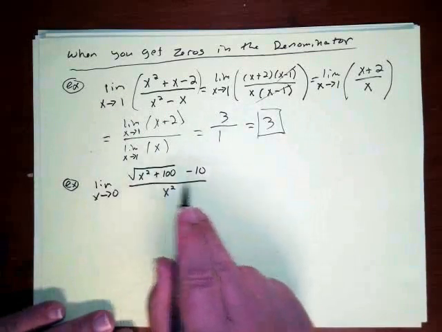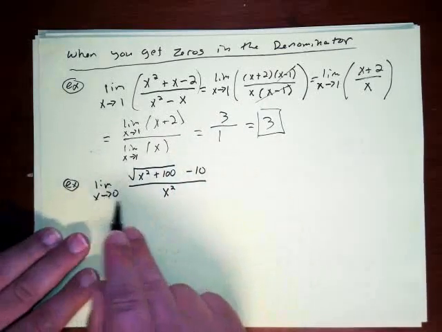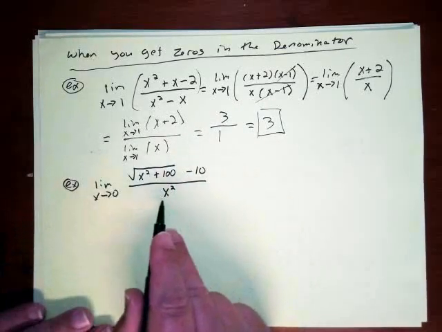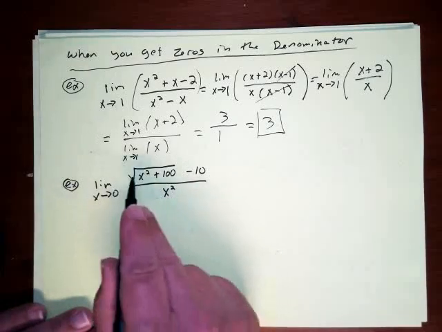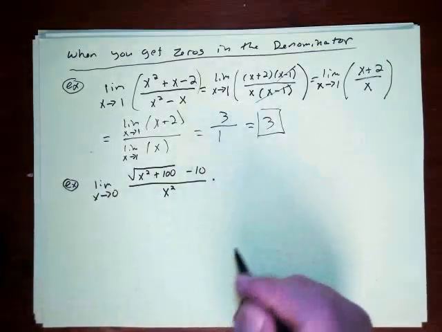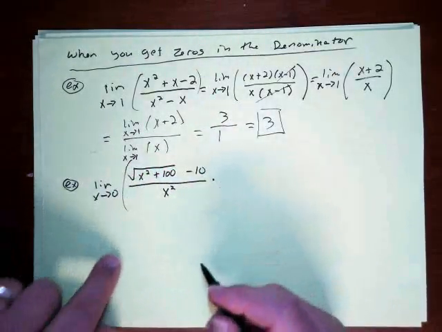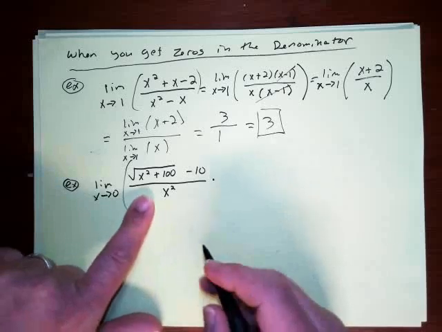So I want to find the limit as x goes to 0 of this here. Now clearly I can't put 0 in the denominator because I'd get 0, right? So I can't just split it up. So what I'm going to do here is use that little trick with the conjugate that we learned last time.